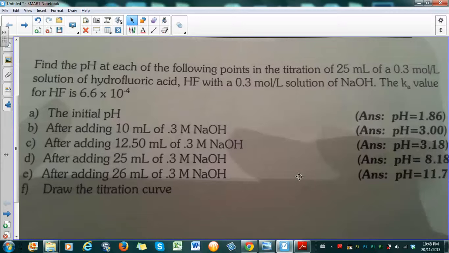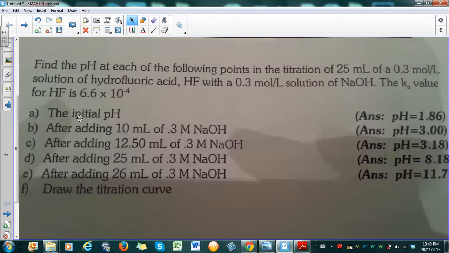So let's start. The question says you have to find the pH at all the following points. You originally have 25 mL of the acid at 0.3 moles per liter, and your acid is HF. Then you're titrating it with a strong base, and the concentration of the base is 0.3, and the Ka value for HF is 6.6 times 10 to the negative 4.